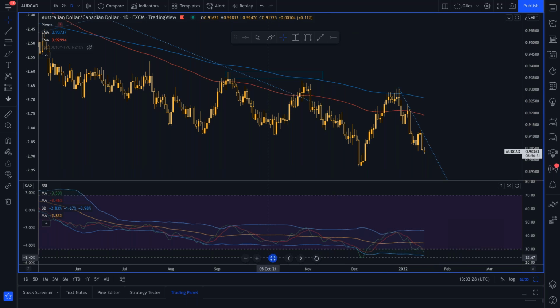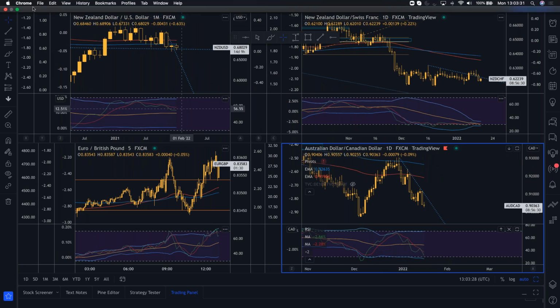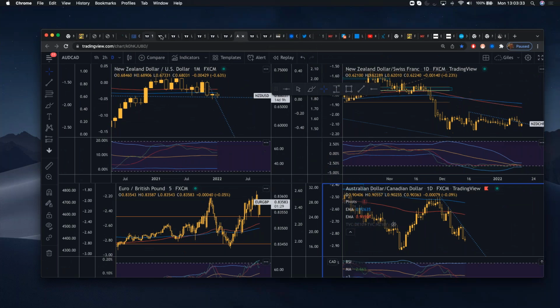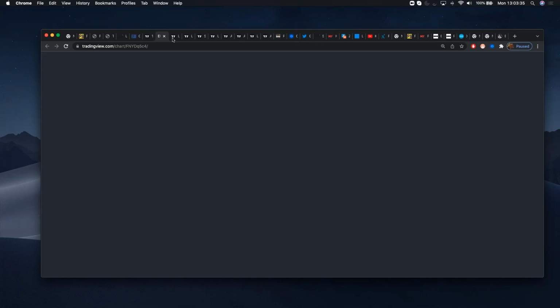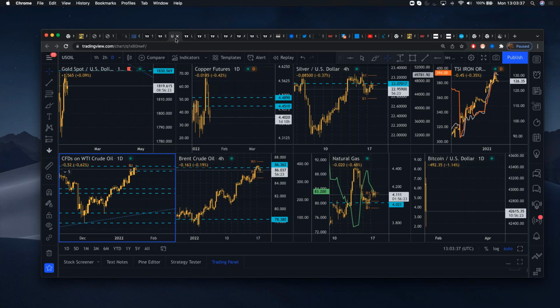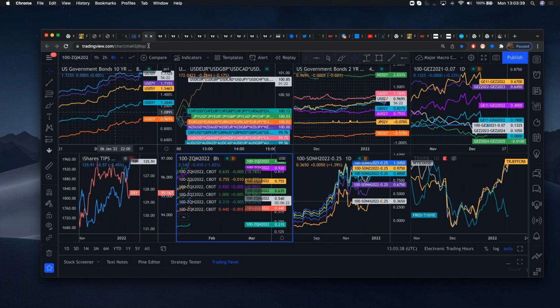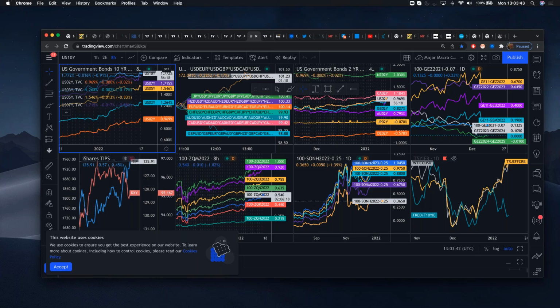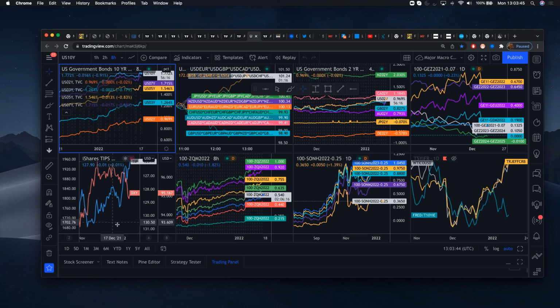Gold, I'll just quickly run through what's going on with gold. Gold is tricky in one sense and very easy in another sense. With gold, what you want to be looking for is just this very simple move. I'll show you.